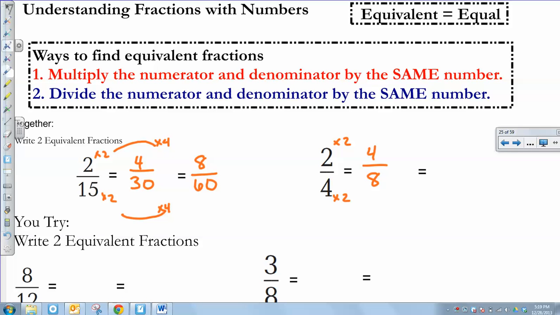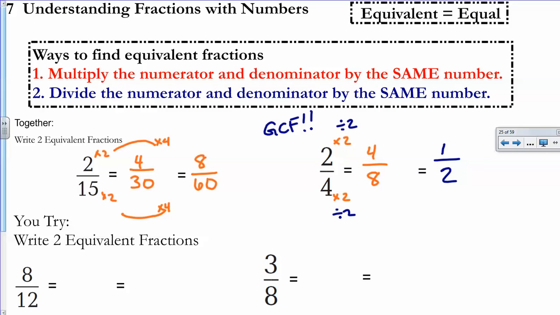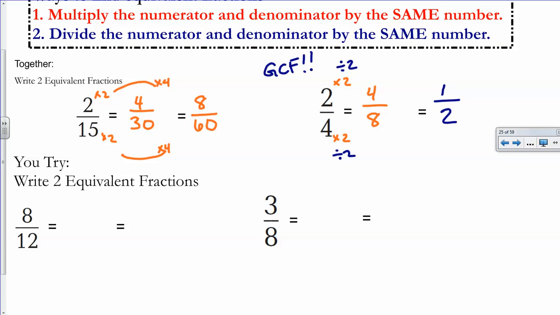On my next one, we're going to divide. So why can I divide? Because I have a common factor. A common factor between 2 and 4 is 2. So remember when we worked on finding the greatest common factor? That's what we're doing it for. So 2 divided by 2 is 1. 4 divided by 2 is 2. So 2/4 is the same as saying 4/8 is the same as saying 1/2. Those are all equivalent. Now you are going to do the you-try problems, and I'll be back.